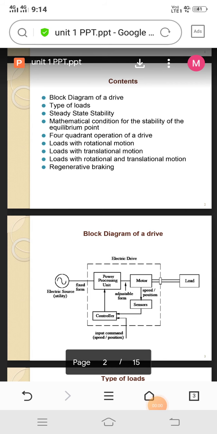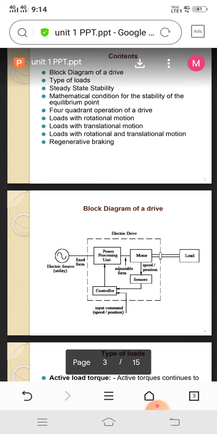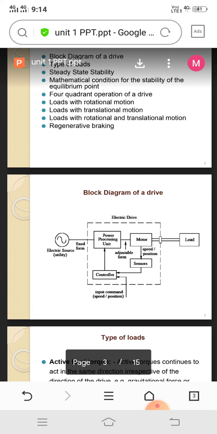Today we have to discuss the block diagram of a drive. I already said in the previous classes what is meant by drive. A drive is nothing but a group of elements or a lot of components in a group form. That group, or connection of a group, is controlled by one single element, which is called a drive.